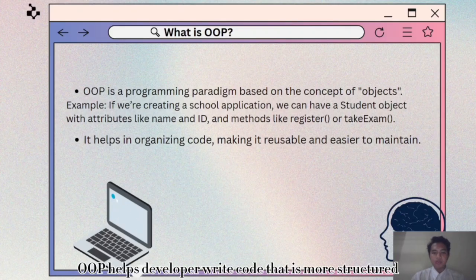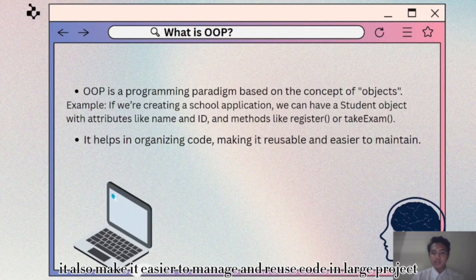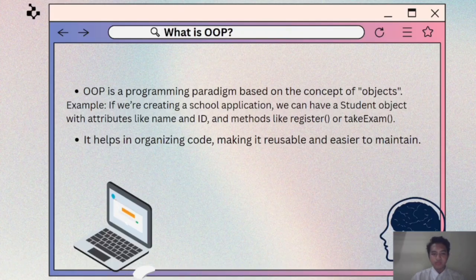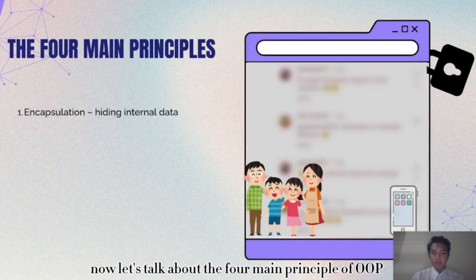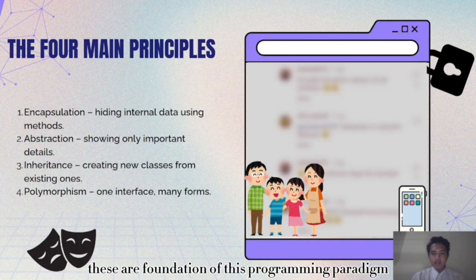OOP helps the developer write code that is more structured, organized, and closer to how we think about the real world. It also makes it easier to manage and reuse code in large projects. Now, let's talk about the four main principles of OOP. These are the foundation of this programming paradigm.